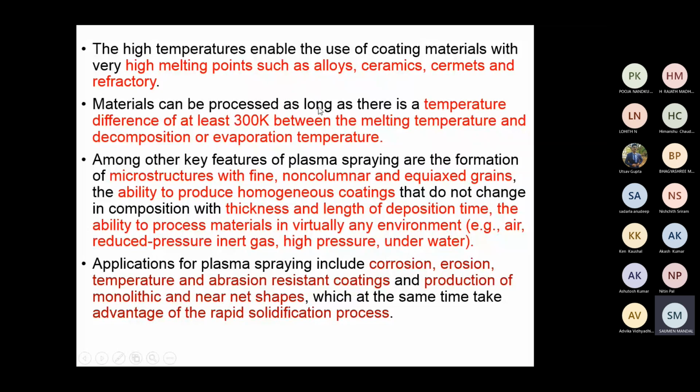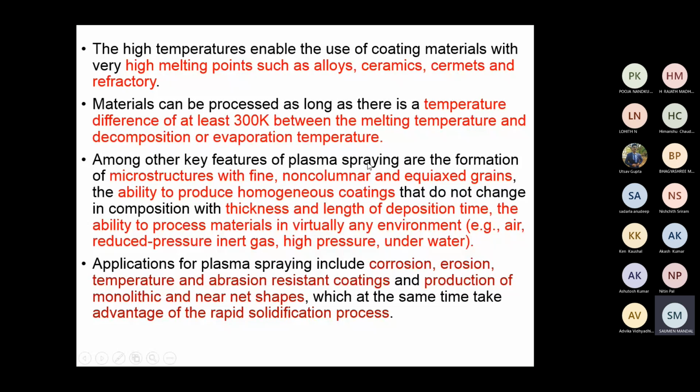And materials can be processed as long as, and this is a very important part, there is a temperature difference of at least 300 Kelvin between the melting point and the decomposition or evaporation temperature. So a little bit of gap should be there, a minimum 300 K gap between the melting point and the evaporation temperature. Only then will it be a good material for the plasma spray process, because in plasma spray the temperature will be very high. That's why some gap should be there between melting and decomposition or evaporation.